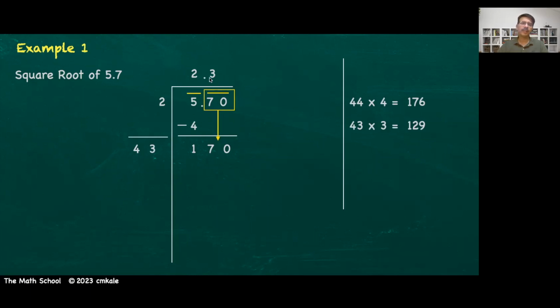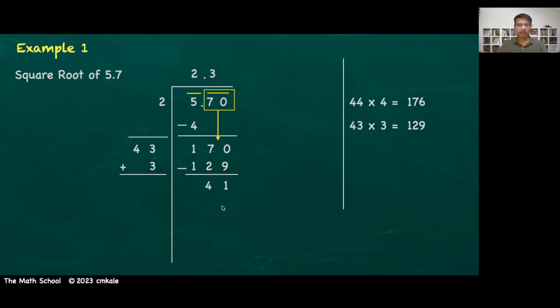You can see that we have put a decimal. Why? Because now we are in the decimal zone. Once the whole numbers are done, we put a decimal. So now our solution is 2.3 as of now. Now we have 43 into 3, which gives us 129. Find the difference, which is 41.